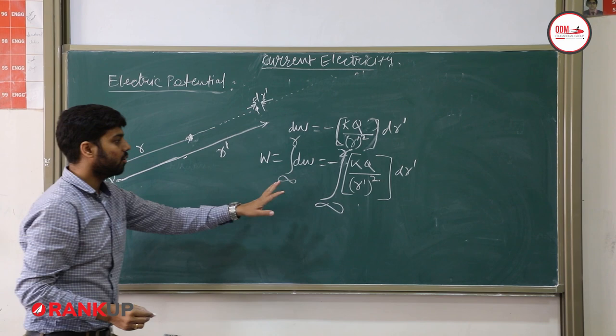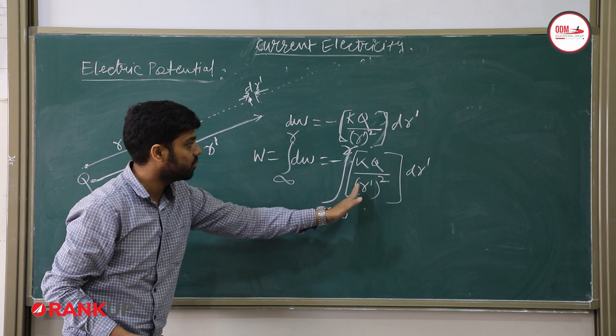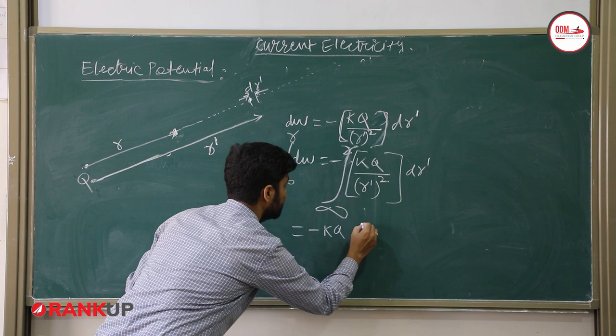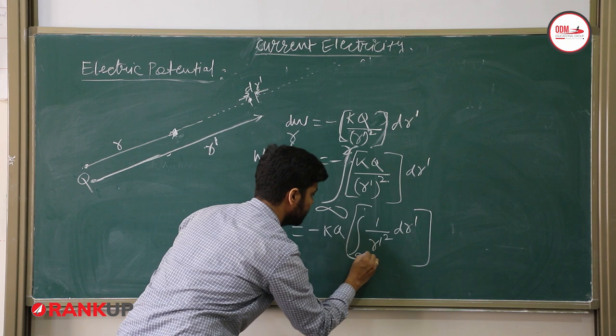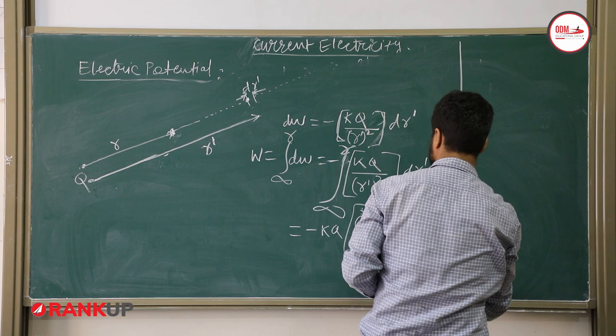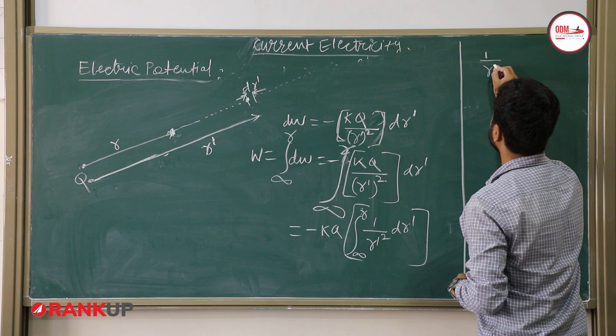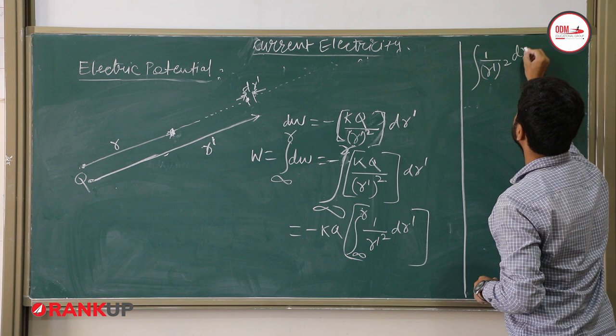This is why I have told you the formula for integration earlier. So let us take this equal to minus kq, integration of 1 upon r dash square into dr dash, from infinity to r distance. Let us do the integration part here, so that it will be clear for you.